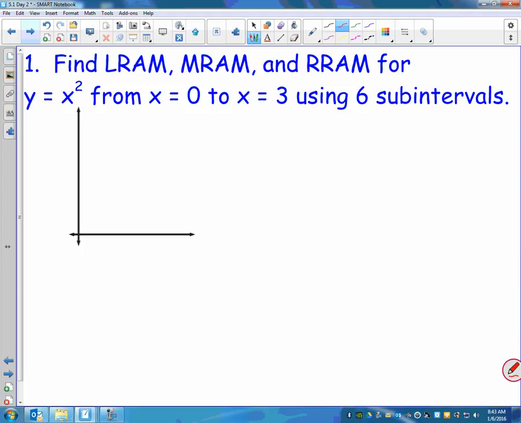So notice that this is a three-part problem, because we're going to compute LRAM, MRAM, and RRAM. If we want to draw the picture every time we can.